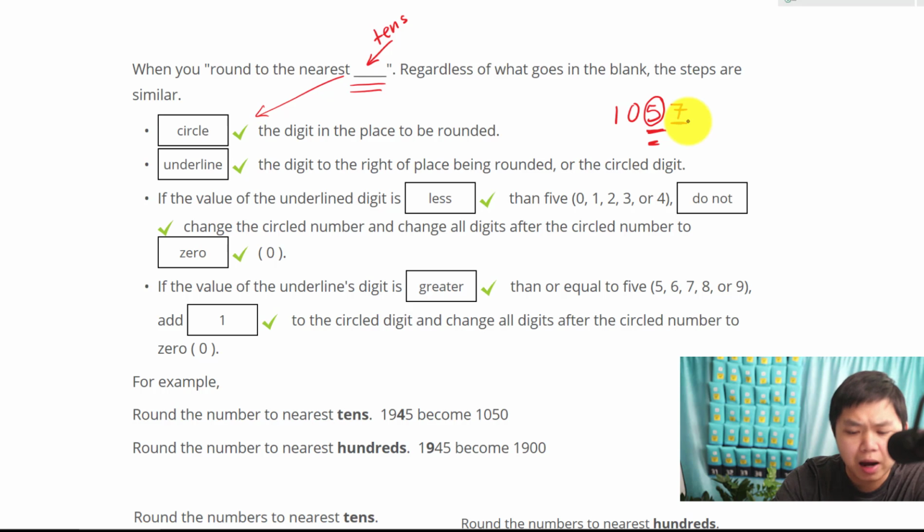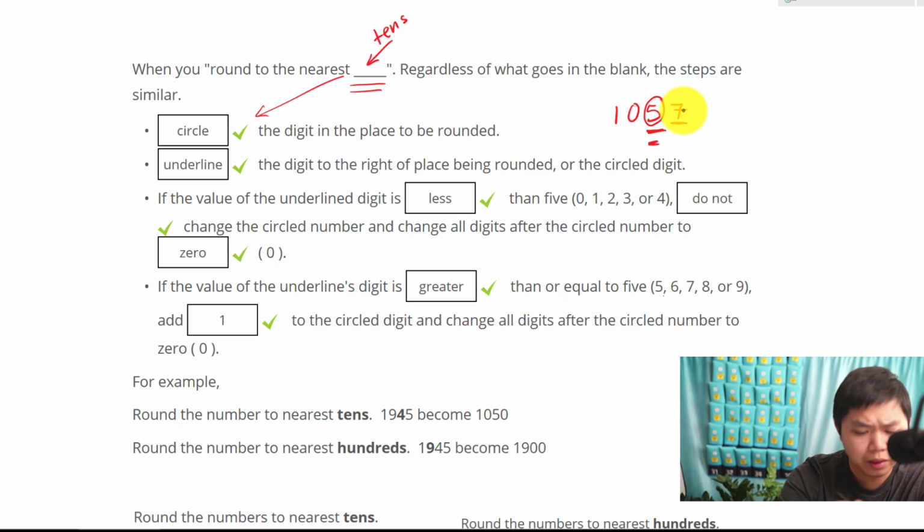Now, if the value of the underlined digit is less than 5, do not change the circled number. So we keep it the same, but we are going to change all the digits after the circled number to 0. See how the 7 here is greater than 5. So we need to follow the next rule. This rule does not apply because the 7 is greater than 5.